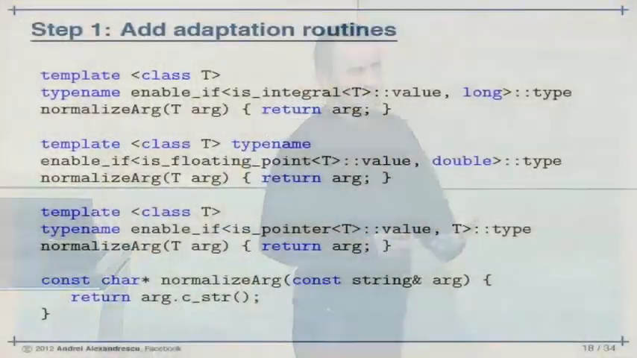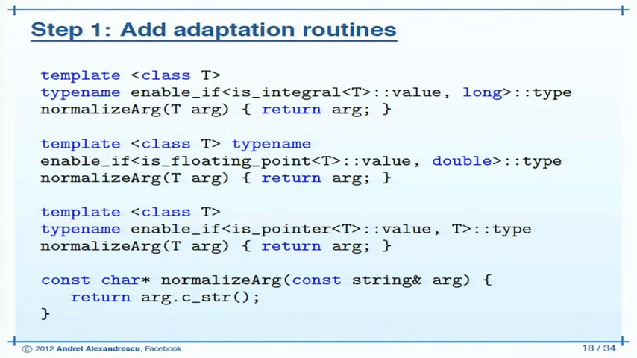Step number 1. First, we need to add some adaptation routines, I call them. The dot dot dot in printf has some weird rules. All integrals become long. All floating points become double. All that stuff, right? So here's what I'm going to do. I'm going to use this enable_if idiom, which I'm going to talk more about tomorrow. And I'm going to say, if this type is integral, just convert it to a long. If the type is floating point, then I'm going to return a double.